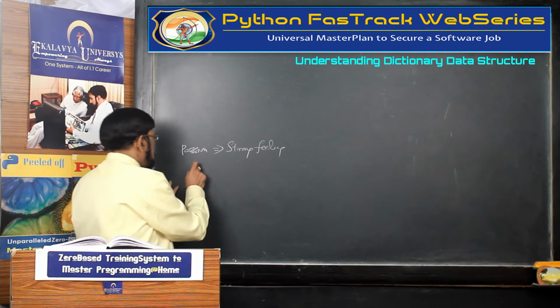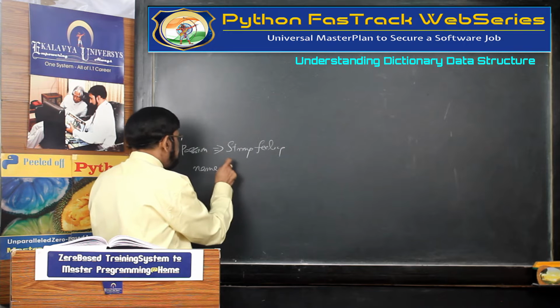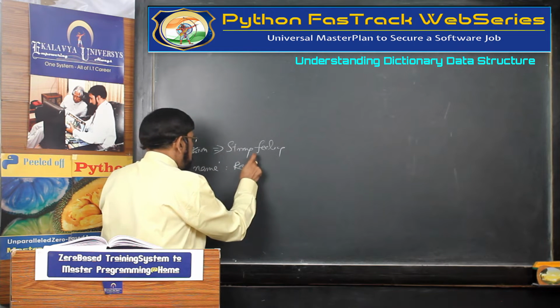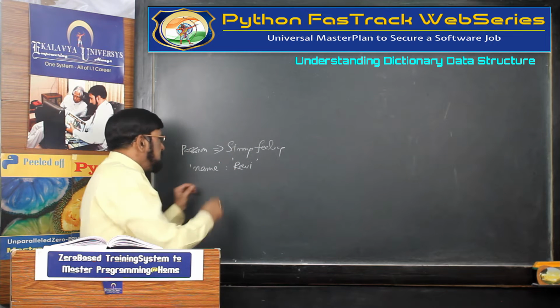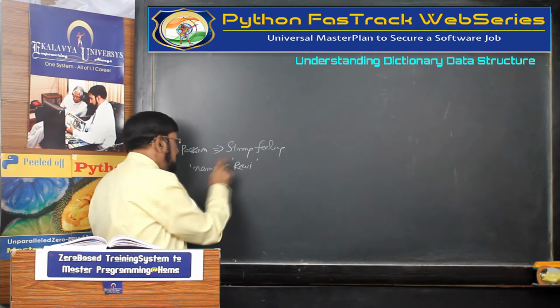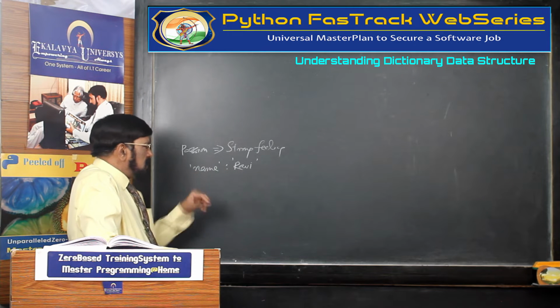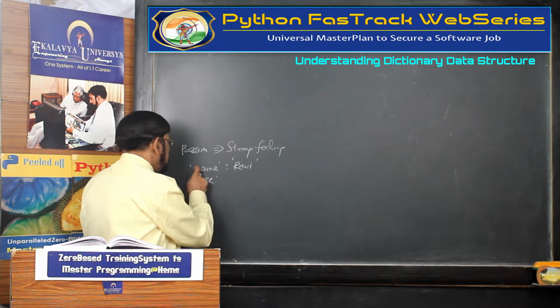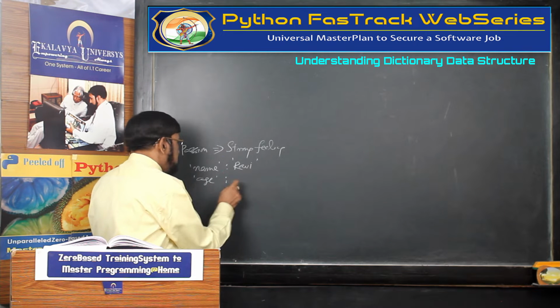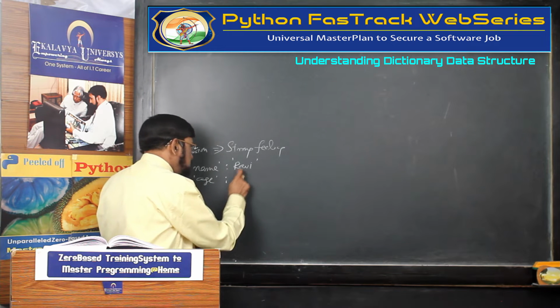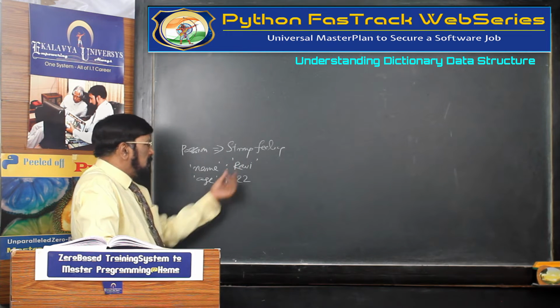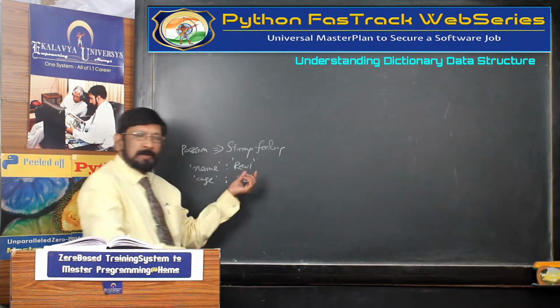That means, suppose a name, Ravi. See, here name is the identifier, Ravi is the actual name. Both are mapped up. Second one, age. Age is the identifier. The corresponding value is 22. And here, as it is an integer, we are not putting it in single quotes.